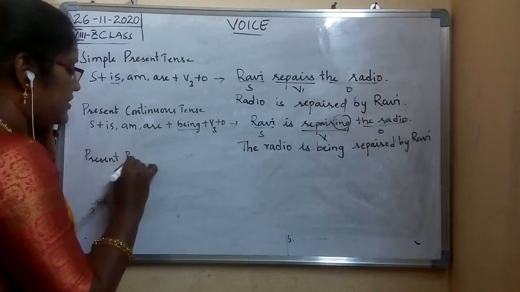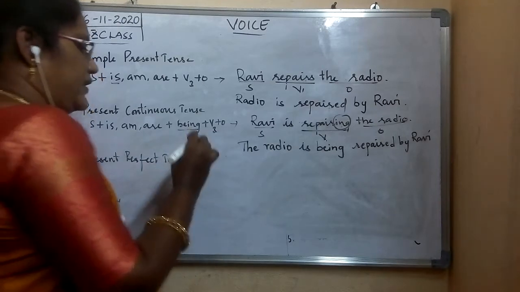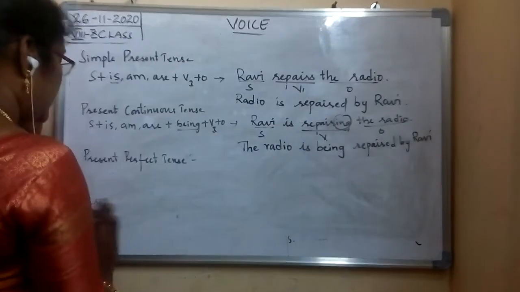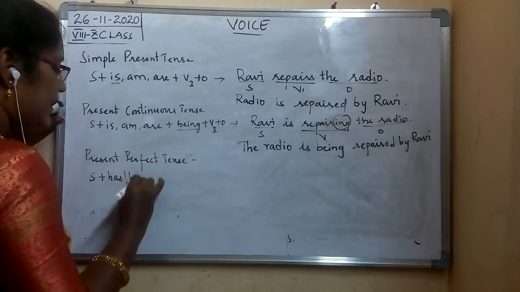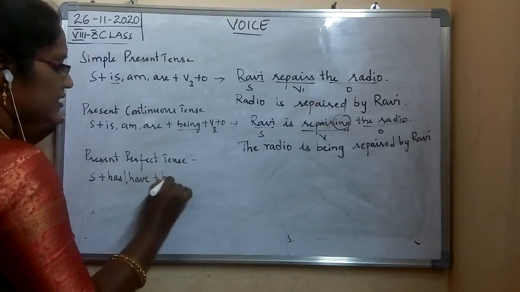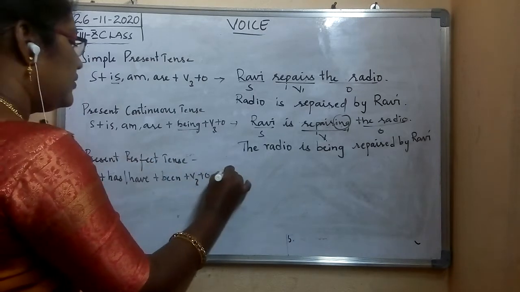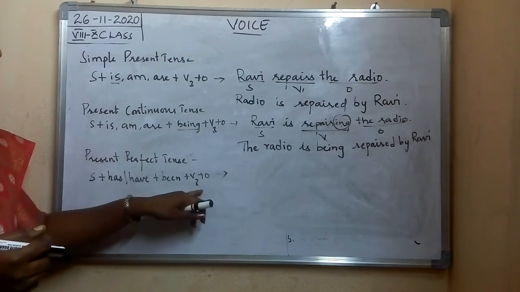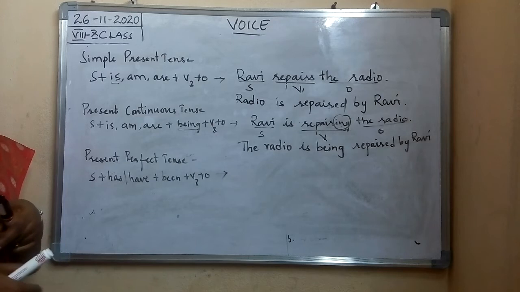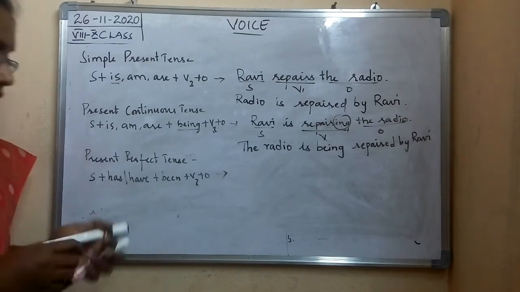Present perfect tense. Okay. In present perfect tense, what is the structure? See now. Subject plus has or have plus been plus V3 plus object. You see the difference here now? Has or have plus been plus V3 plus object. When it is continuous, you will get being. When it is perfect, you will get been. B-E-E-N, been. Okay.